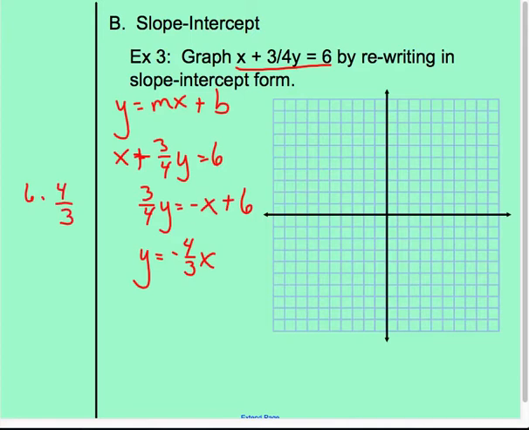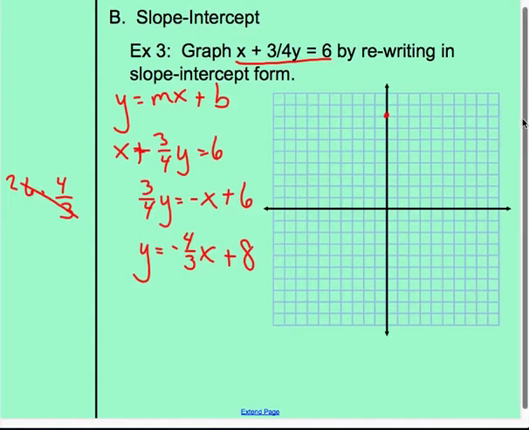When I'm multiplying an integer by a fraction, I divide first. So the denominator is 3. 6 divided by 3 is 2. 2 times 4 gives me 8. So now I have a unique form of this line. My y-intercept is 8. And my slope is negative 4/3.